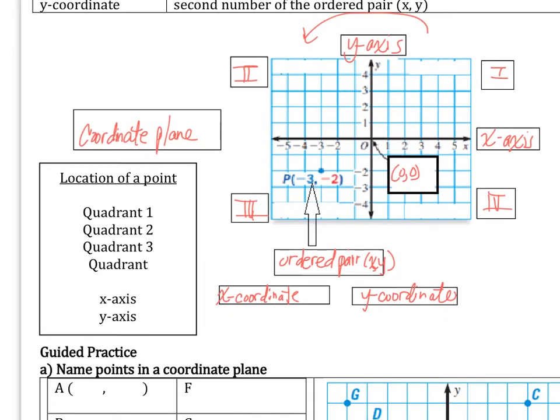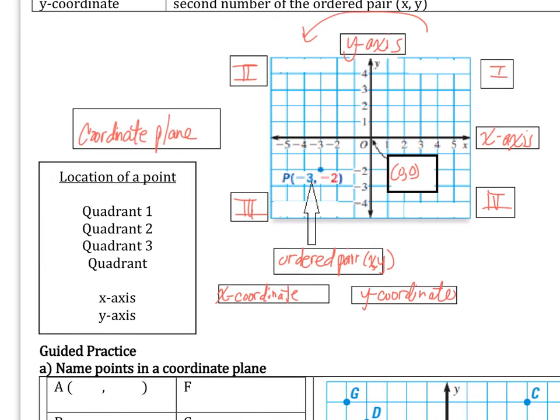If you're being asked to locate a point or describe the location of a point, you are to either label quadrant 1, 2, 3, or quadrant 4, or the x-axis, y-axis, or simply the origin if your given point is 0, 0.